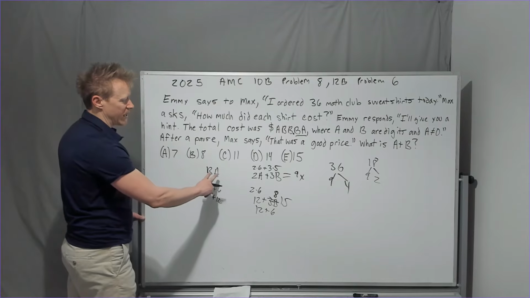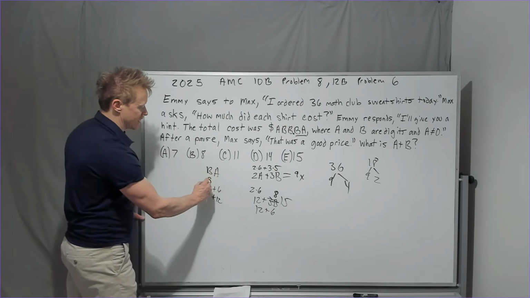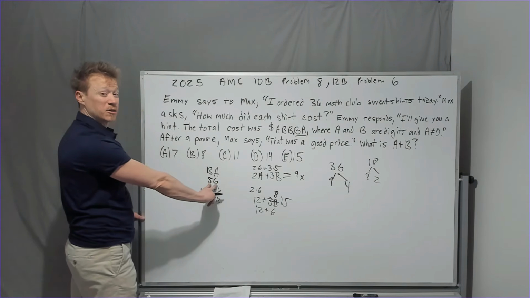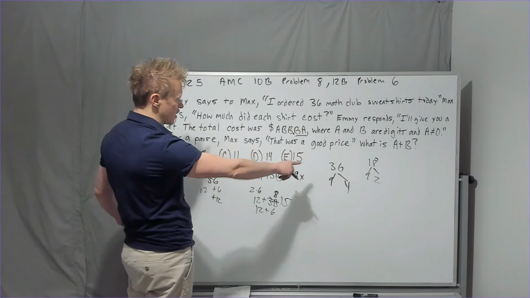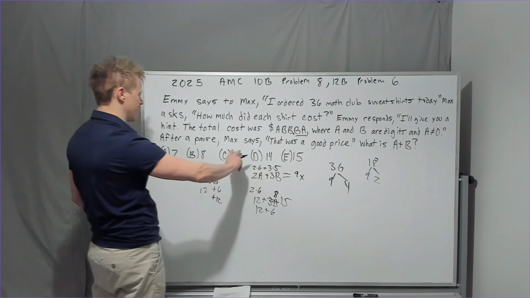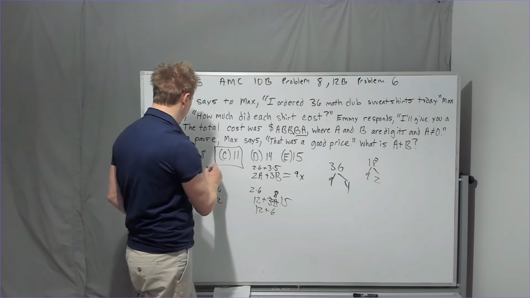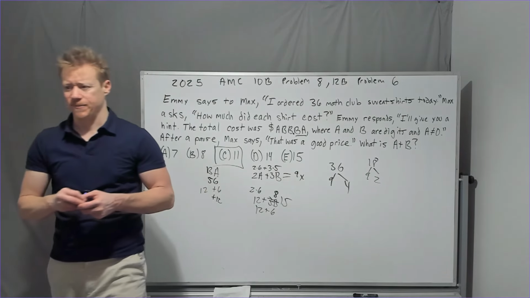So here we go. Then this now makes this 56, which is a multiple of 4. It's 4 times 14. So at this point, we have the values, and A plus B will be 6 plus 5. It will be C, 11. Let's get to the next one.